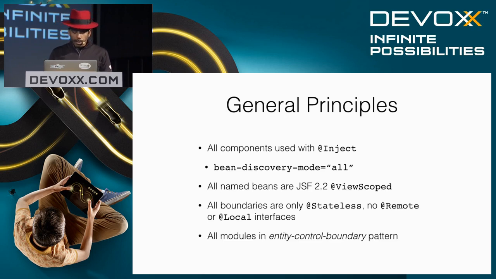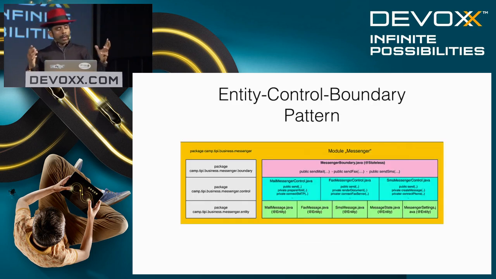So let's talk about the entity control boundary pattern. In terms of the entity control boundary pattern, what that means is you define what Adam Bien calls a microservice. This is his one microservice, so to say. So you take, for example, here, the Camp TP Business Messenger. So this is your one microservice, so to say.